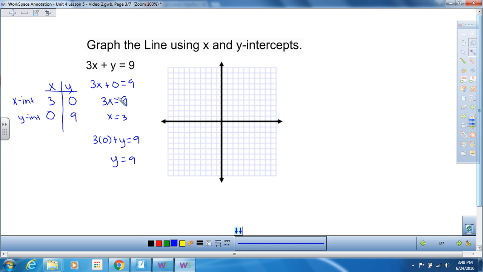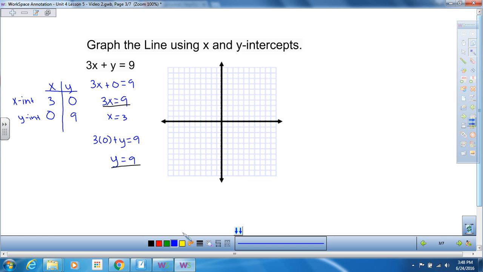So what you're doing is when you find the x-intercept, you're covering up the y term. So it's basically like it's gone. And you're just solving the equation 3x equals 9. Okay, when you want the y-intercept, you're covering up the x term, and you're really just solving the equation y equals 9. So we also sometimes call this the cover-up method.